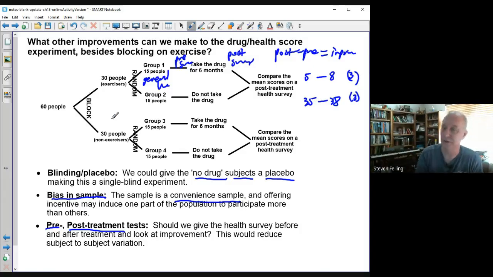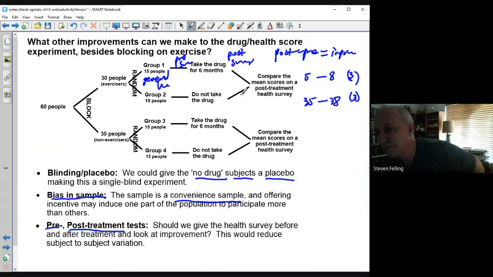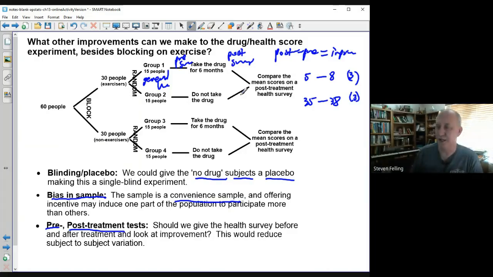But there are other things we could do to strengthen this experiment beyond what we're seeing. And hopefully what you're getting the impression of, which is true, is it's quite difficult to conduct an experiment that's really strong. And there's a lot of choices to make as a researcher, right?